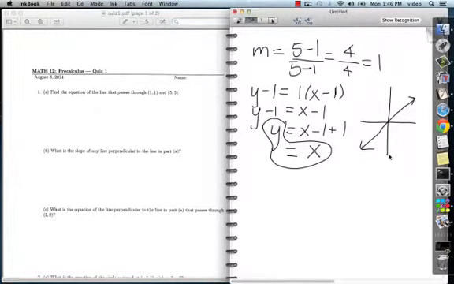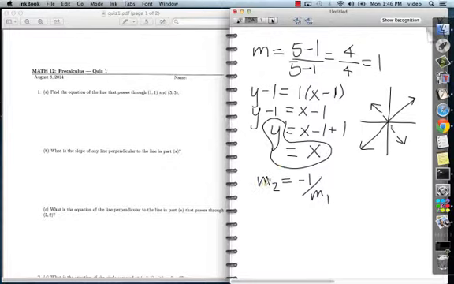Now, what is the slope of any line perpendicular to the line in part A? Well, just looking at our picture, we know that it's going to be the line with slope -1. That's the line that is perpendicular to this line. And it could be any line with that slope, with slope -1. So 2 lines are perpendicular when their slopes are related in this way. The slope of one of the lines is -1 over the slope of the other line.